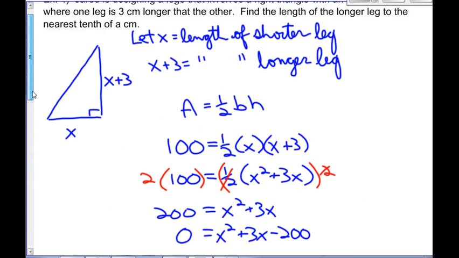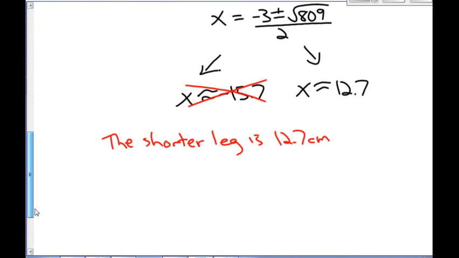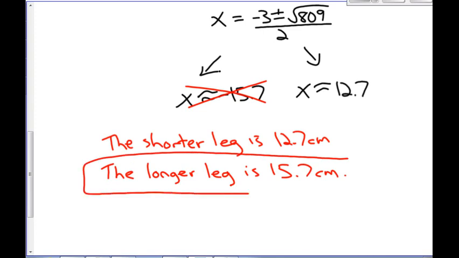It asked us, though, for the longer leg. So the longer leg's just 3 centimeters bigger. The longer leg is 15.7 centimeters. Make sure you answer the question that is asked.